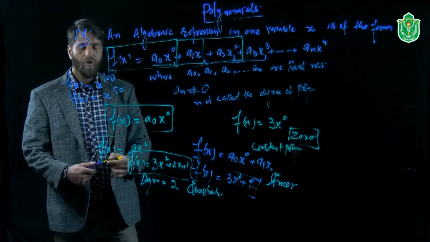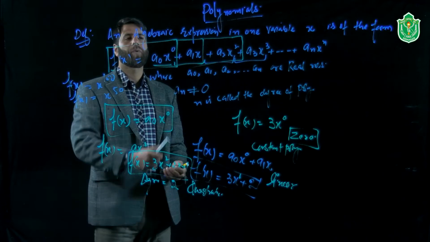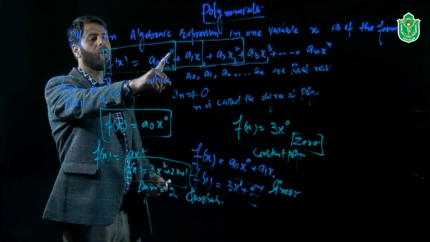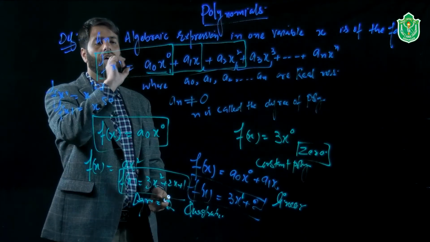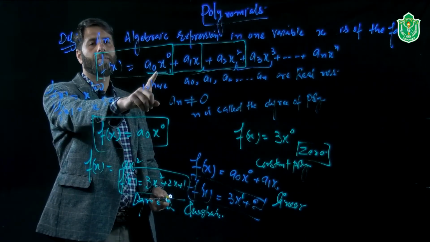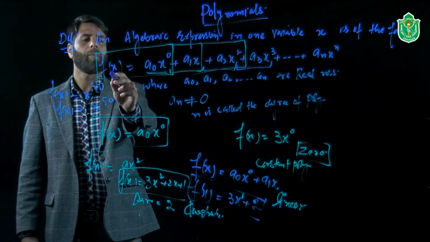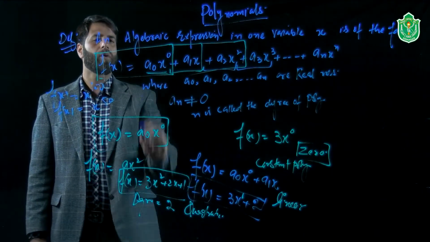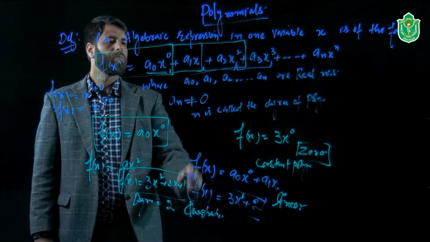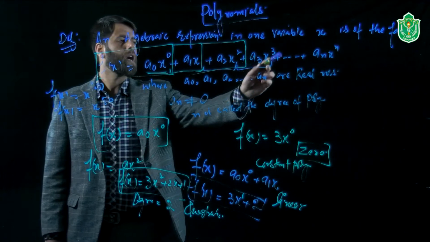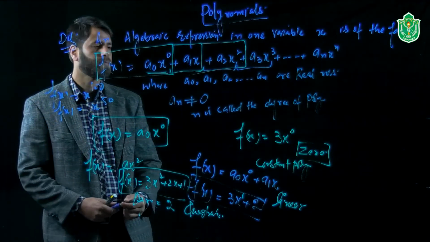So a polynomial is an algebraic expression in one variable x. One variable is necessary here. It can be in the variable x, or you can write it in the variable y, but always in one variable. It is of the form f of x is equal to a naught x raised to power 0 plus a1x plus a2x square plus a3x cube up to an x raised to power n.